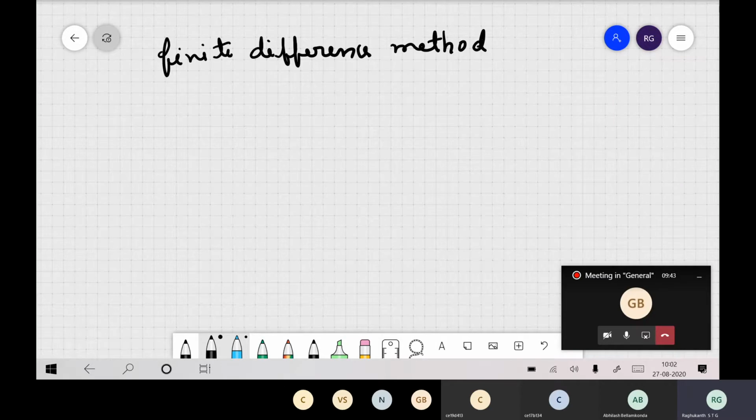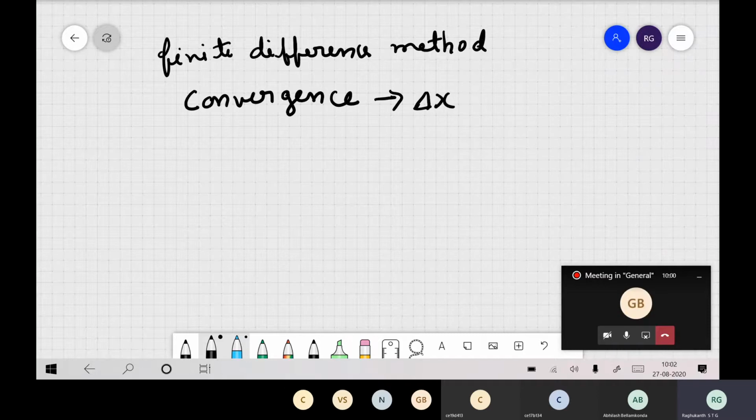But the only thing, as already we told, the convergence and other things are very important whenever you are doing any numerical methods. This is the most important thing, the convergence, like with the delta x, how much your values change, and other things become very important.